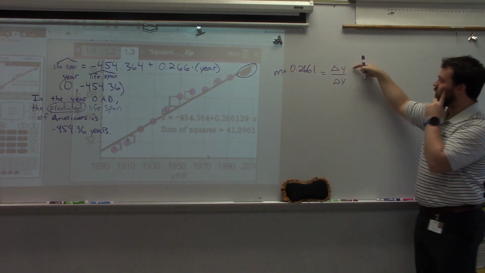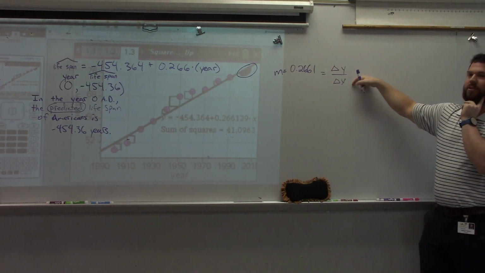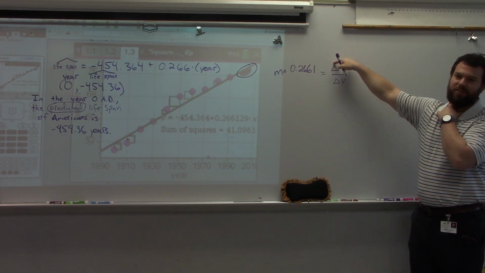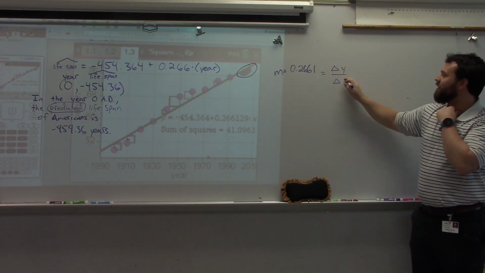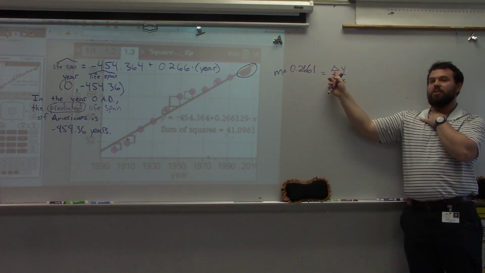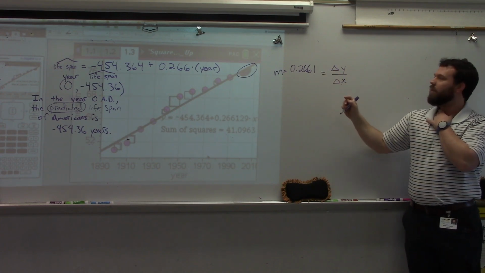Why is there a triangle? That's the Greek letter delta. The Greek letter delta means change. In math and in science, the Greek letter delta just means change. So for every year, the predicted lifespan of Americans.